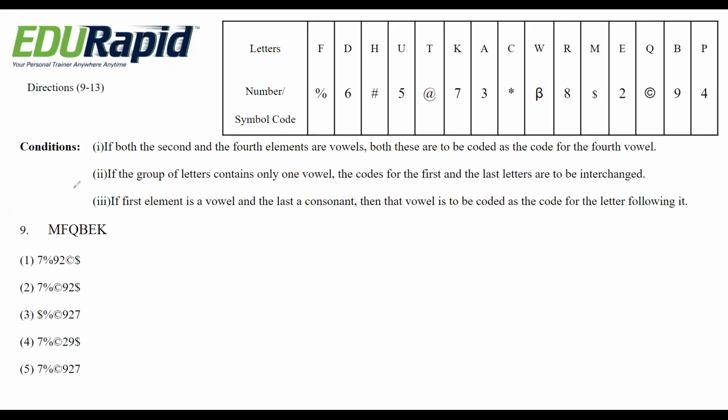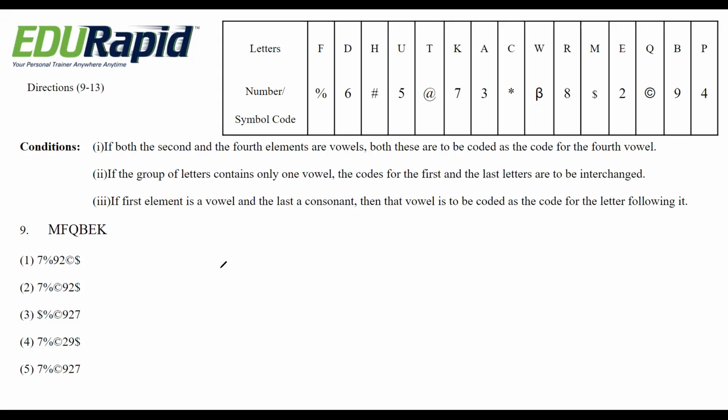So here let me see which conditions it satisfies. First condition, if both the second and the fourth elements are vowels: the second is F and the fourth one is B. No, the first condition does not follow. Let me see the second condition. If the group of letters contains only one vowel. Okay, here M, F, Q, B, E, K. Yes, the second one follows. It contains only one vowel.